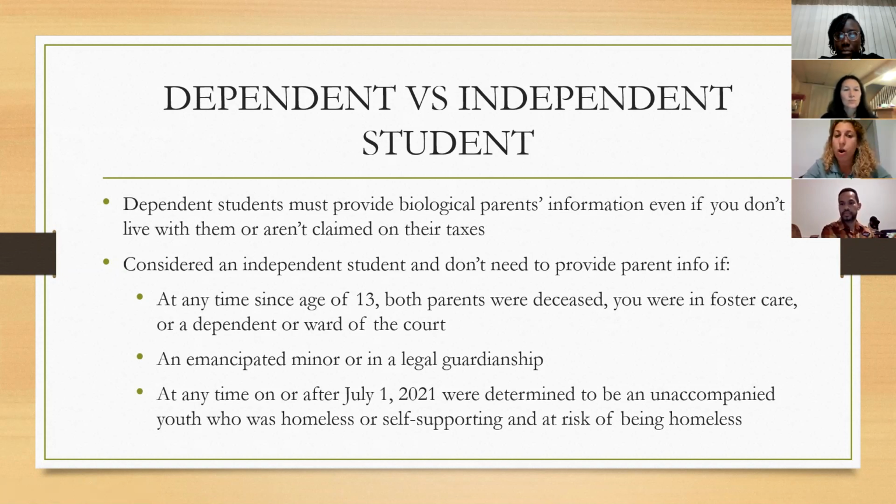We do have a lot of students who are in a legal guardianship. In those cases, you don't need to provide your biological parents' taxes, but you will need to provide court documentation that you were in a legal guardianship. So say you live with an aunt and uncle and it's just some sort of agreement between your family, but there's no legal documents, that doesn't count. You need to provide your biological parents' information. Only if you have the documents to support that you're in a legal guardianship can you just include your information. And then lastly, if at any time on or after July 1st, you were determined to be an unaccompanied youth who was homeless.